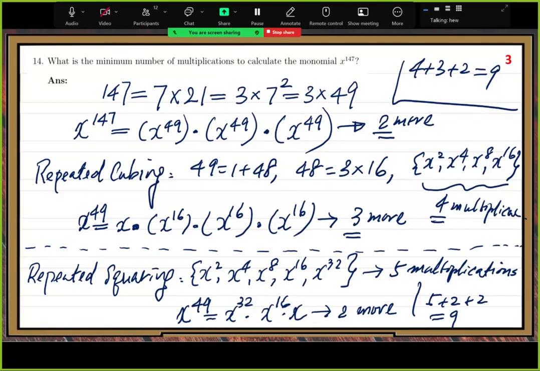All right, so that's this question. On the midterm, you can expect a similar question. Although we know there are so many different ways, at least you need to try repeated squaring and repeated cubing. Try your best to get the smallest number.